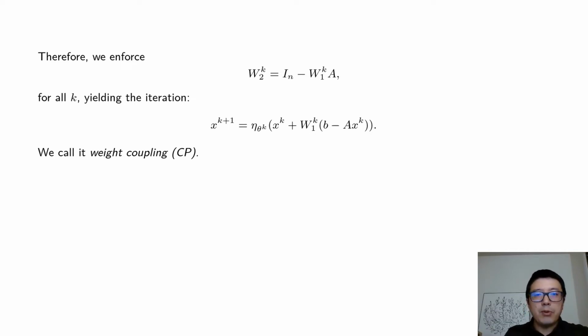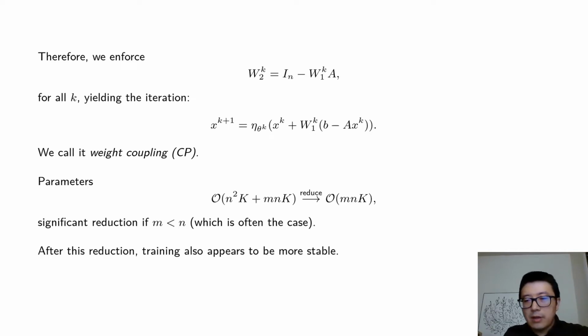We call it the weight coupling. By this clear, simple observation, we have reduced the parameters from n squared k plus mnk, where this part corresponds to W2 and this part corresponds to W1, to this number. And this is quite a significant reduction because often n, which is the dimension of the signal, is more than m, which is the number of measurements. So after this reduction, we also observe training appears to be more stable. In other words, it's easier and quicker to train.